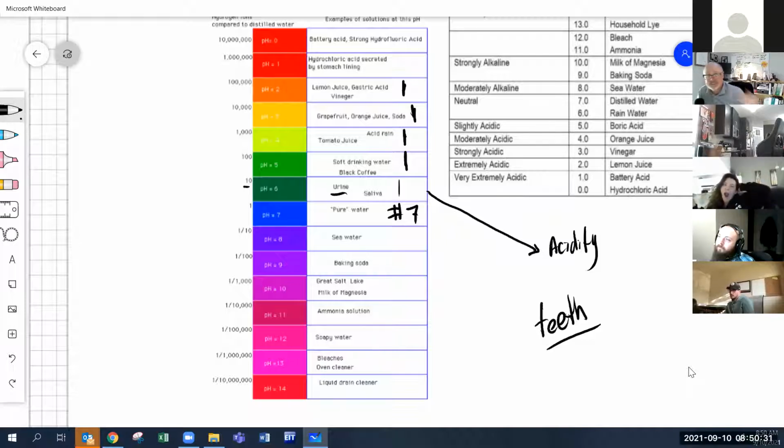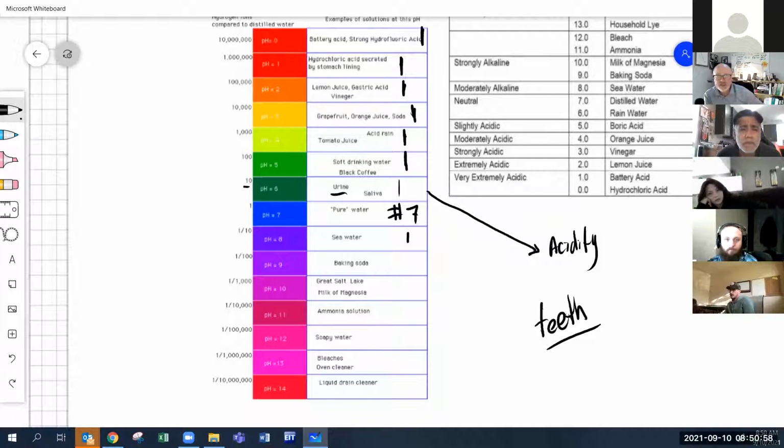Anyways, look at your stomach acid, super acidic. And then we get to battery acid, which will eat your jeans right off your body if you get that stuff on you. Back in the day I used to fill up my battery with water, but that's old school. You guys wouldn't even ever do that anymore.